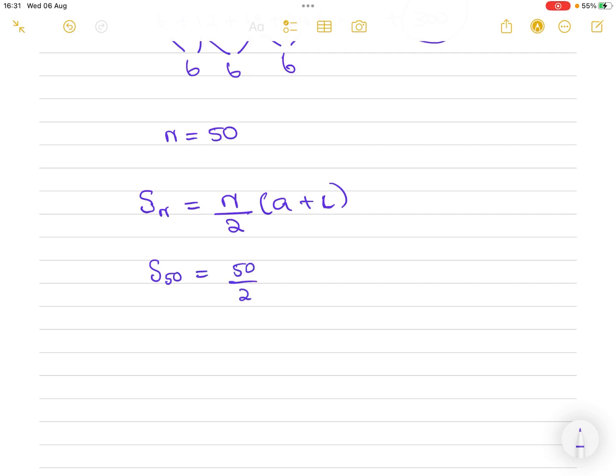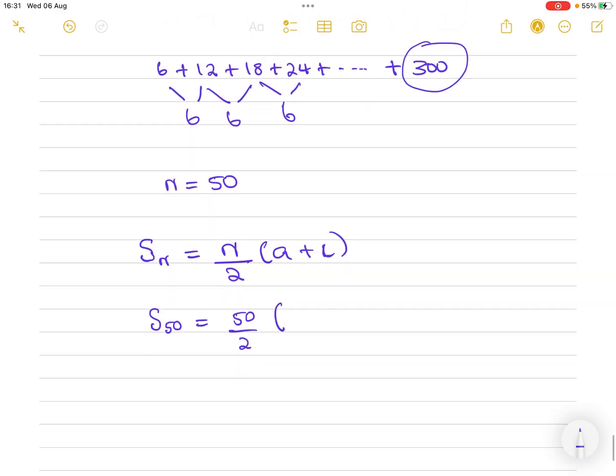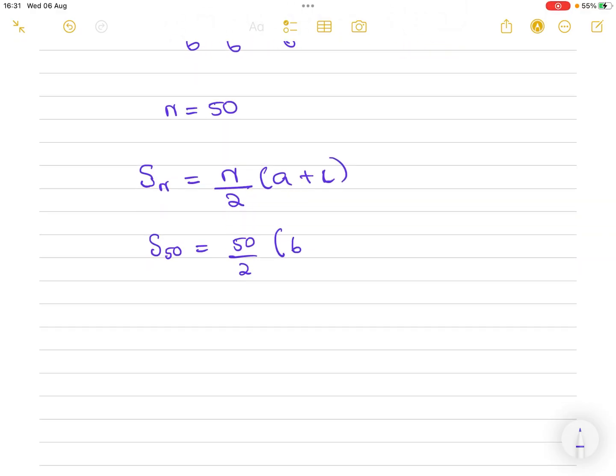So it will be 50 divided by 2, and my first term in this case is 6, plus my last term is 300. So 50 divided by 2 becomes 25 into 306. So when I say 25 times 306, the results becomes what? It's 7,650.